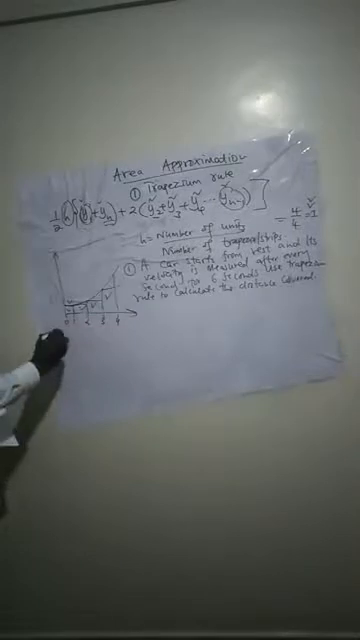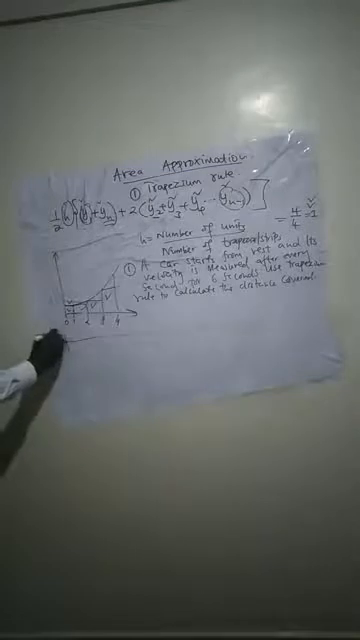So this is a table of corresponding values of the motion of an object. We have time in seconds, and the velocity in meters per second. So 0, 1, 2, 3, 4, 5, and 6. So the motion was recorded for 6 seconds.